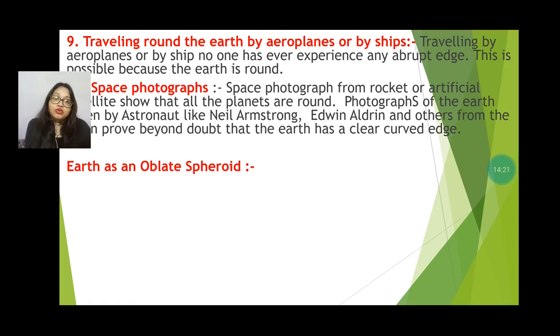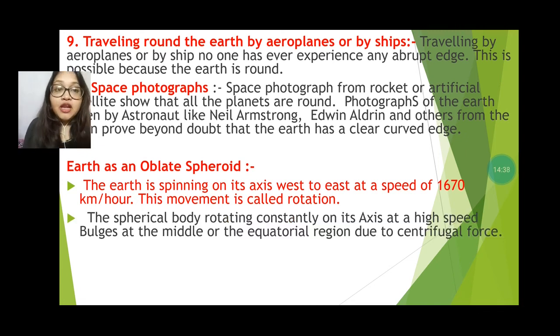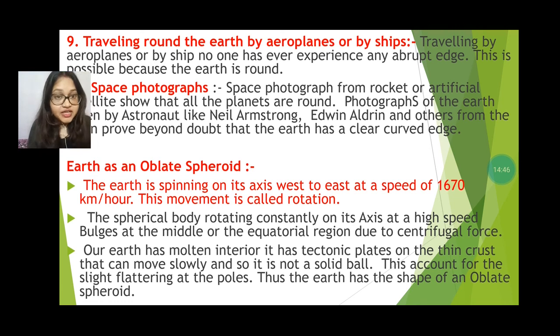Okay, now the next topic is Earth as an oblate sphere. The Earth is spinning on its axis from west to east at a speed of 1670 km per hour. This movement is called rotation. For a spherical body rotating constantly on its axis at high speed, a huge centrifugal force is generated, and due to this the Earth's shape is like this. I already told you the upper portions are kind of flattened, and the middle portions on the equator regions are kind of bulged. Upper portions mean polar regions and middle portions mean the equator region.